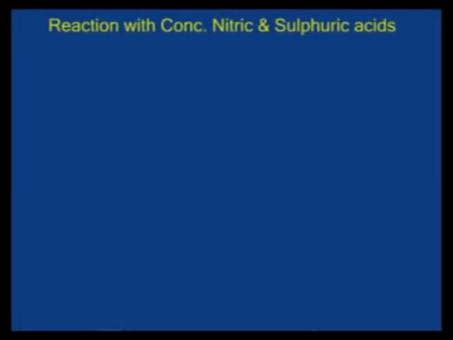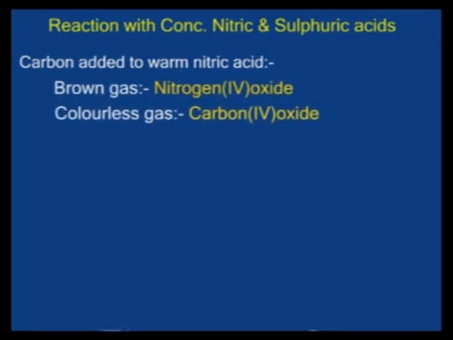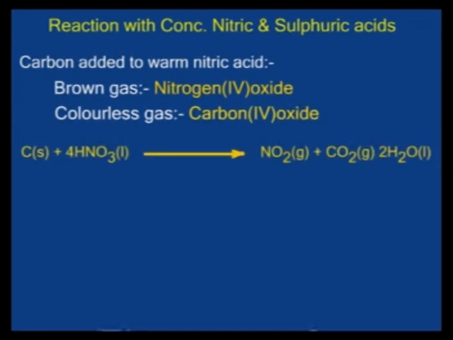Reaction with concentrated nitric acid and sulfuric acid. When a small amount of carbon is added to warm nitric acid, a brown gas is produced. Another colorless gas that forms white precipitate on lime water is also produced. The brown gas is nitrogen dioxide and the colorless one is carbon dioxide according to this equation.